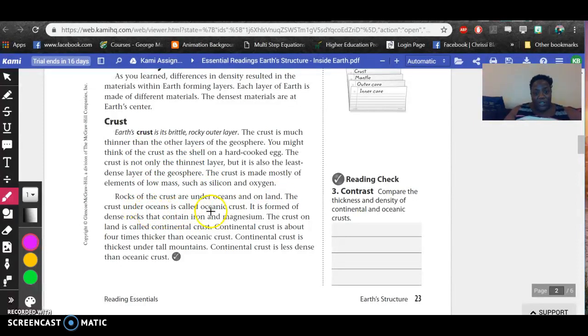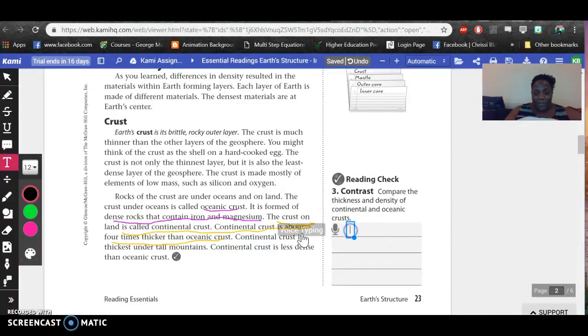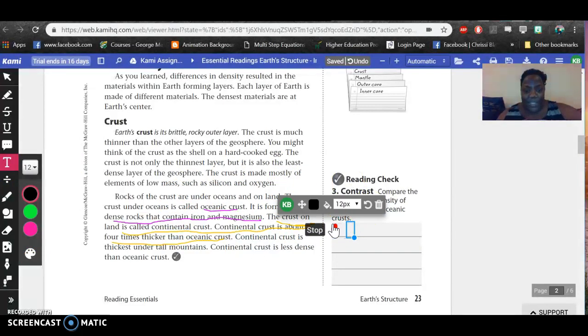The crust under oceans is called oceanic crust. It is formed from dense rocks that contain iron and magnesium. The crust on land is continental crust. Continental crust is about 4 times thicker than oceanic crust. And so that's how we're going to compare the difference. That sounds good to me. I'm going to use voice command. Continental crust is about 4 times thicker than oceanic crust. Period.